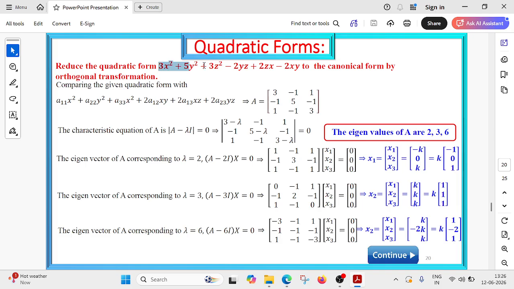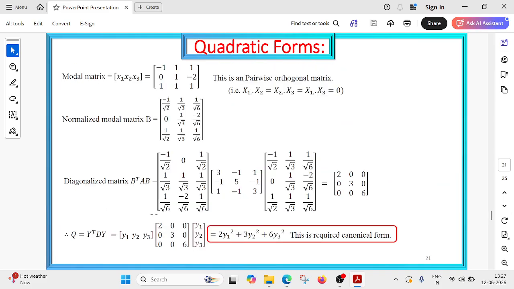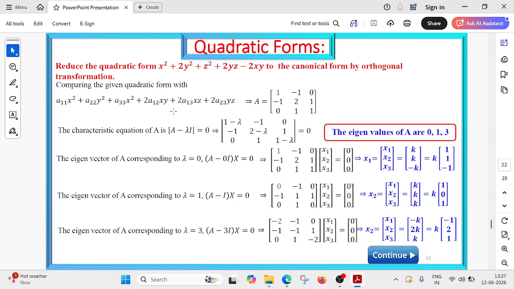So this is the problem they have given. First, you write it in matrix form and find the characteristic equation, because you have to find the eigenvalues, and 2, 3 are the eigenvalues. Now you get the corresponding eigenvectors. After that you write D and check that they are pairwise orthogonal, and you get the normalized vectors and the diagonalization. And finally you write C or Q equals Y transpose DY. This is the canonical form. Similarly, you can continue with that.